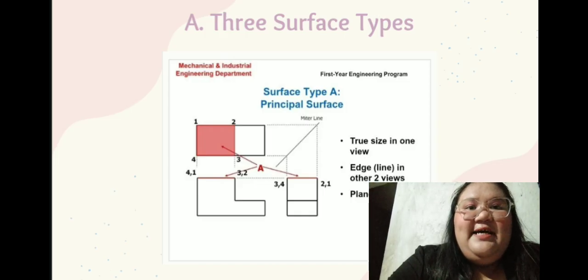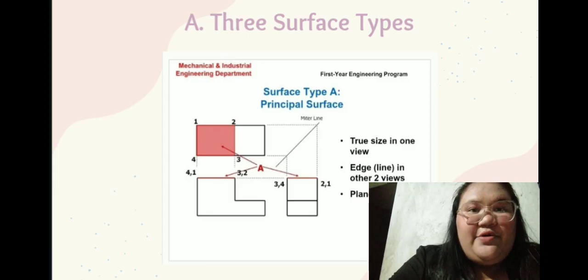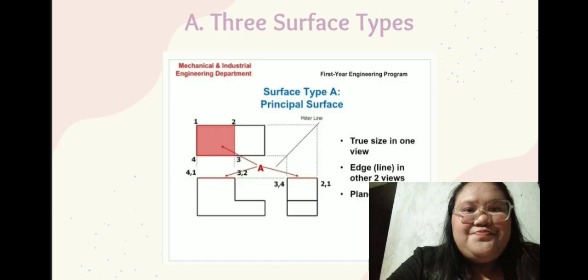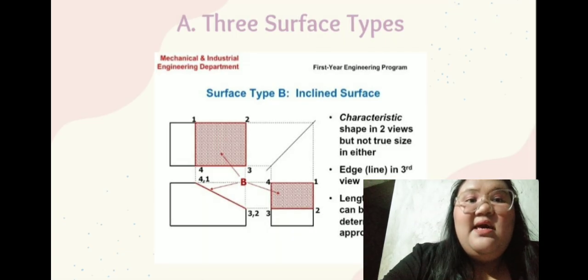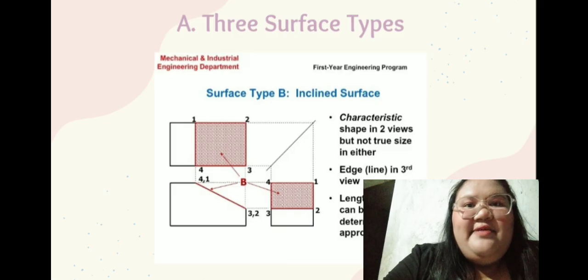As you can see, the diagonal line on top is a miter line used to transfer measurements correctly between the top and the side views. It ensures that the projections between views are aligned properly. Now for our next slide, we have surface type B, inclined surface. The red shaded surface is surface B.